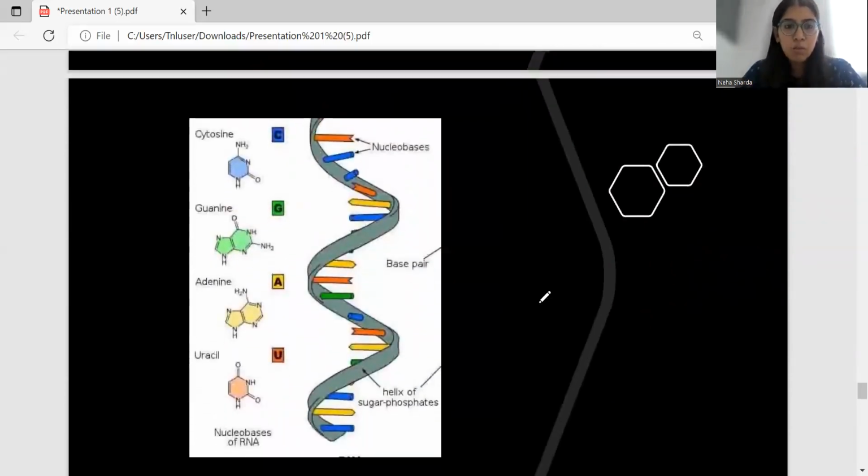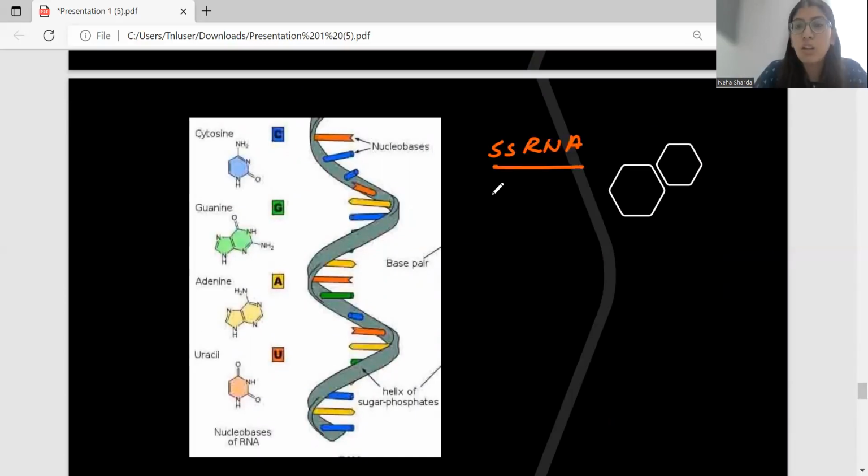Okay. Now this is the structure of RNA. RNA is usually single-stranded, but sometimes RNA can also be double-stranded. So this is the structure of RNA.